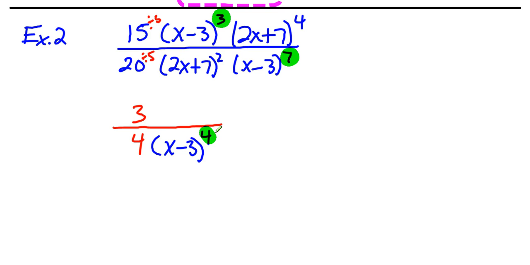And for the 2x plus 7s, you're going to subtract those two numbers. 4 minus 2 is 2. The bigger power is in the top, so your 2x plus 7s will be left in the top.